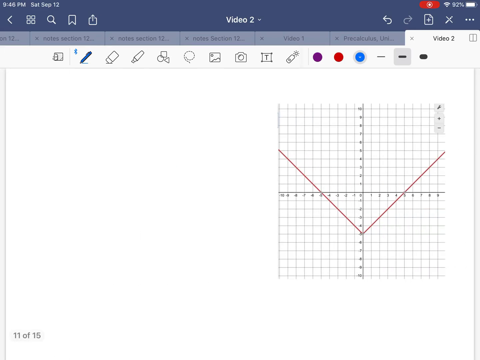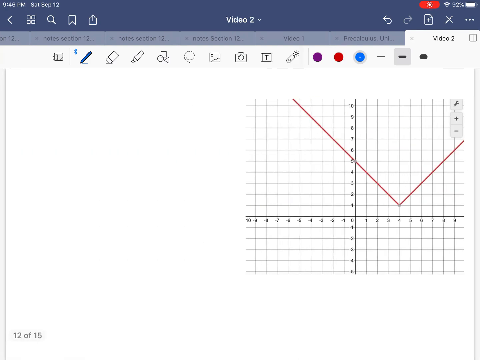All right, and this next one moved down. So my equation, see if you can pause the video maybe and write the equation. All right, so hopefully you wrote the absolute value of x, then put -5.